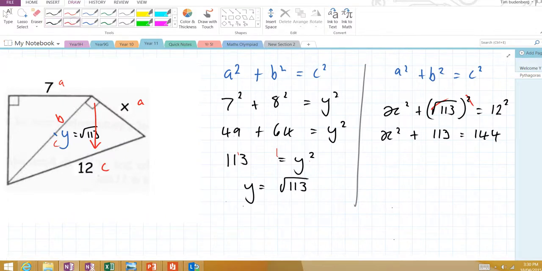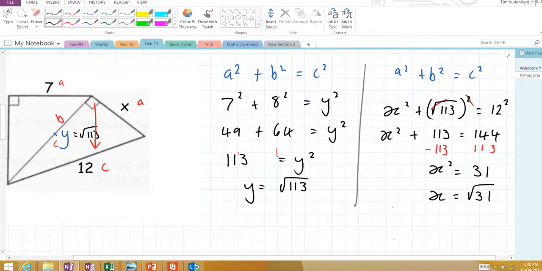Okay, now we solve for x. So we take away the 113 from both sides, leaving us with x squared is equal to 31. Square root both sides. X is equal to the square root of 31. All right. If you put that in your calculator, you'll come out with some decimal between 3 and 4. Sorry, between 5 and 6.